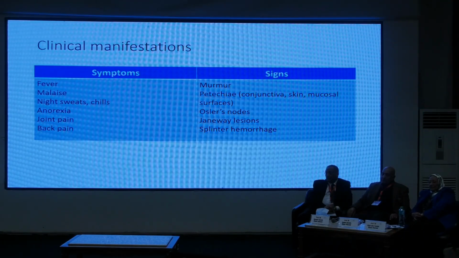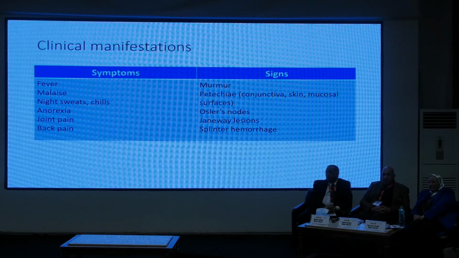The clinical manifestations are usually general, non-specific and can be vague. Patients can develop fever, malaise, chills, night sweats, joint pain, back pain. We can hear a murmur on the heart. We can find petechiae, and we have some more specific findings like Osler nodes and Janeway lesions and splinter hemorrhages.